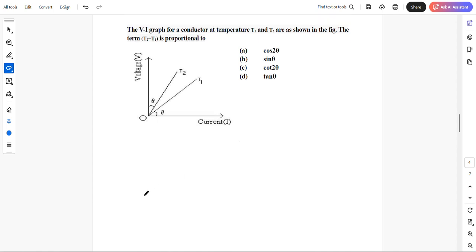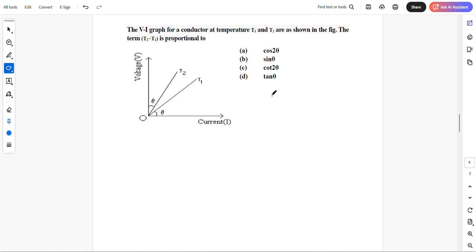Now next problem. The VI graph is given. This is T1, T2. The VI graph for a conductor at temperatures T1 and T2 is shown in the figure. The corresponding term T2 minus T1 is proportional to, okay, T1 and T2.